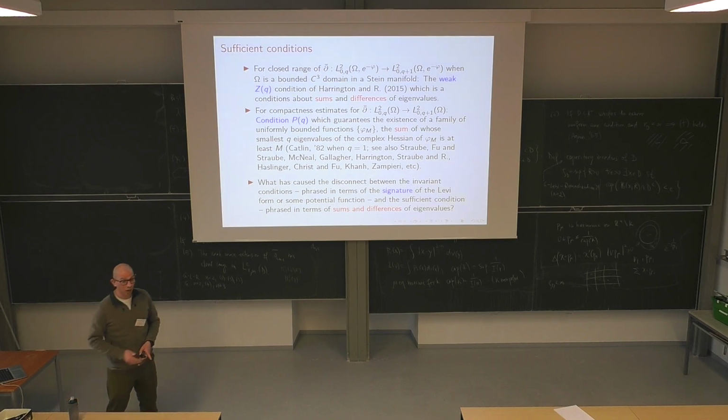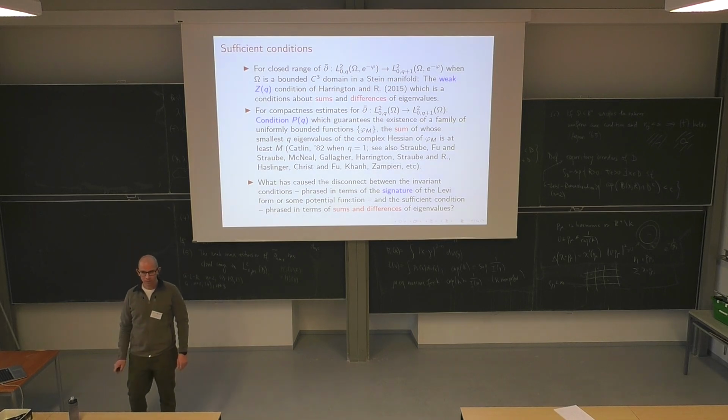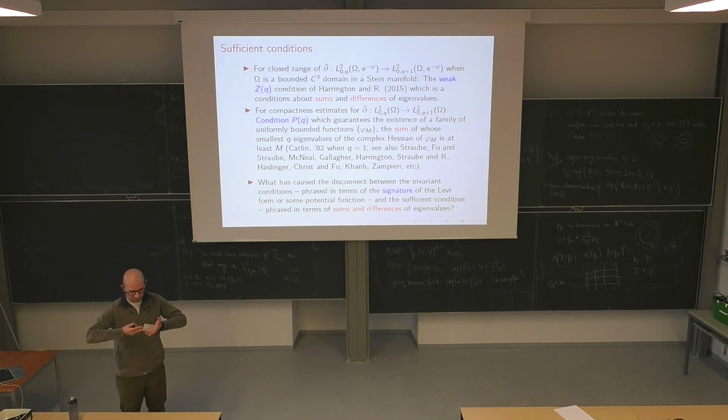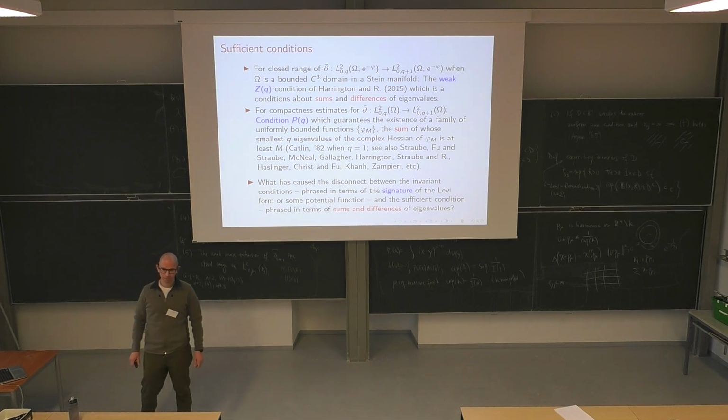It's certainly not known if property PQ is invariant under biholomorphisms, for Q strictly greater than 1. Q equals 1 is, because that would be about numbers, that would just be about plurisubharmonic functions. My main concern in this talk is Q greater than 1.